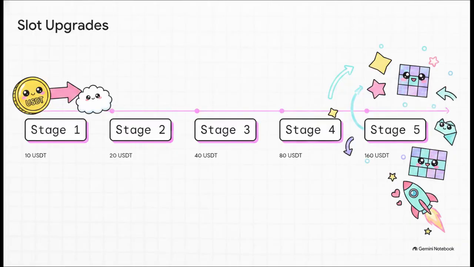What actually changes is the value. The value of each slot literally doubles as a user progresses. Slot 1 is 10 USDT, slot 2 is 20, slot 3 is 40, all the way up to slot 5 at 160 USDT. And it just keeps going.